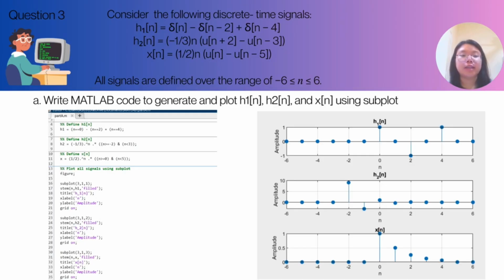First, we have h1[n], which is a combination of 3 impulse functions: a positive impulse at n equals 0, a negative impulse at n equals 2, and a positive impulse at n equals 4. This is a sparse signal. It's 0 everywhere except at these 3 points.